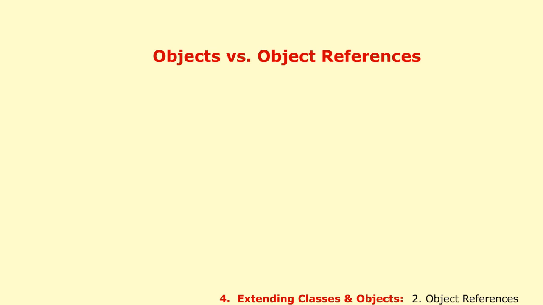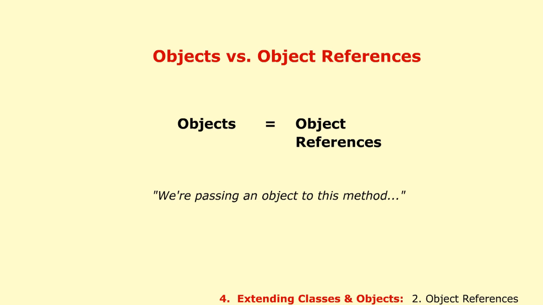Don't let all this talk about objects and object references confuse you. In most cases, it's perfectly safe to think about objects and references as being the same thing. Statements like, "We're passing an object to this method," or "This method is returning an object," are fine and are used all the time. However, it is important to understand that it's never the objects themselves that are being passed, but references to them, and objects can have many references pointing to them.